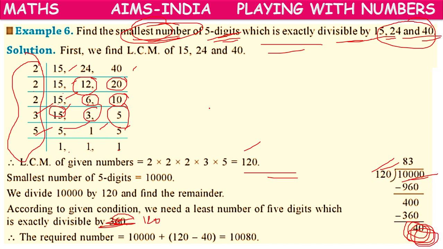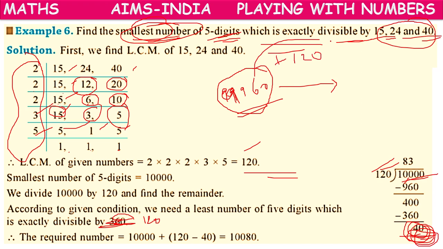If we have 40 less here, means 99,960. Sorry, here 5 digit means it is 10,000 actually, not 1 lakh. 10,000 is not exactly divisible because 40 is remainder. If we remove 40 from 10,000, 9,960 is exactly divisible by 120. So next, what number will be divisible by 120? We have to add plus 120 because next multiple of this. If we add plus 120, then we will get the next number. Means for 9960, we have to add 120. So then what it will become? 10,080. 10,080 is the smallest 5-digit number divisible by all these numbers or 120.